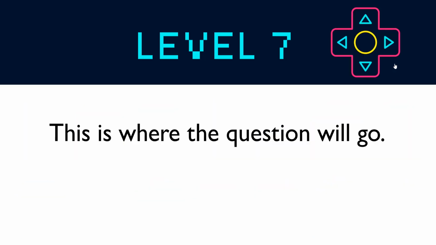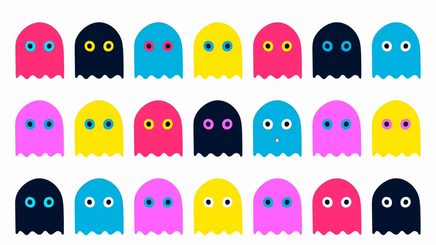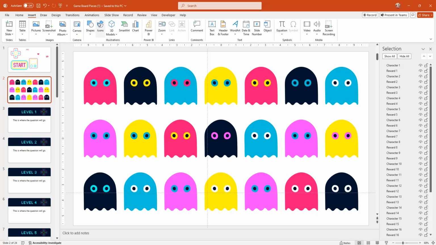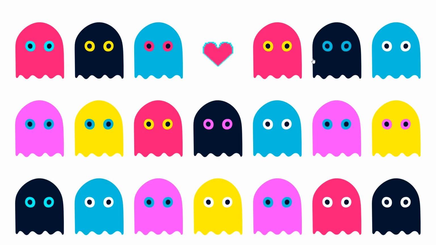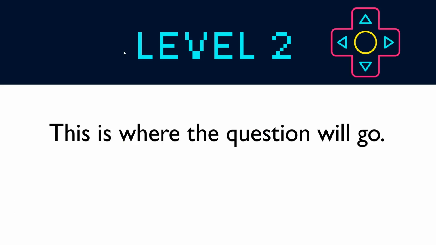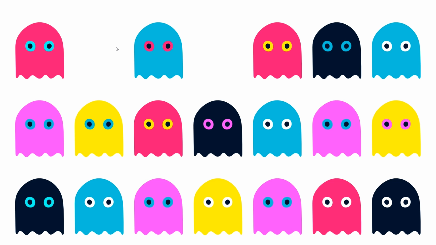So I went into the presentation just to make sure that my buttons are working. So I'm just clicking back and forth between the buttons. When I click on the character, it should take me to that question. And it looks like things are working pretty good.